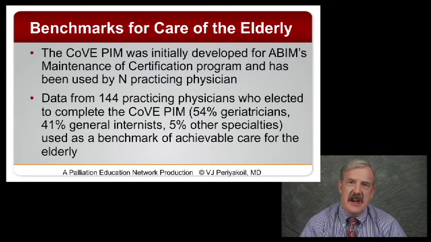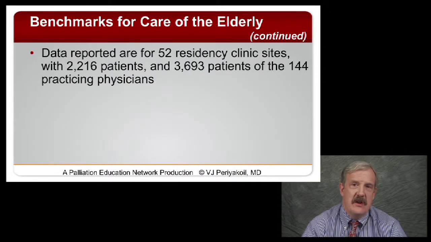The benchmarks for the care of the elderly study were originally developed for our maintenance of certification program and have been used by a number of practicing physicians. Data from 144 practicing physicians who elected to complete the COVE PIM, and you can see there that it broke down to roughly half geriatrician and half other specialties. The data I'm about to show you come from 52 residency clinic sites, representing roughly 2,200 patients, compared against about 3,700 patients from these 144 practicing physicians.